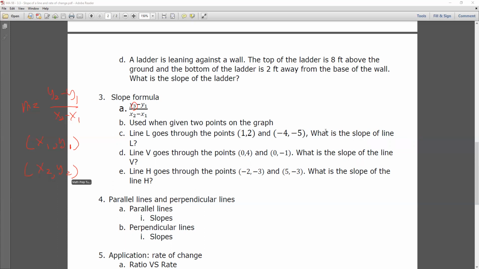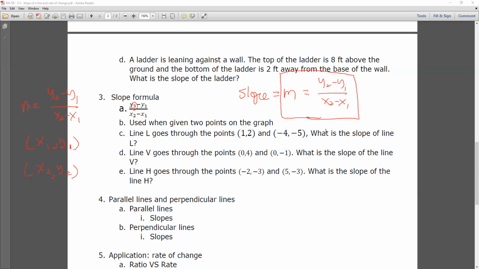And so to calculate the slope, all you have to do is just plug it in. So let's go ahead and try some of these. Let's look at part C. Now, instead of writing slope every time, we're going to use the letter M. It's internationally recognized. So slope will be y2 minus y1 over x2 minus x1. We'll start using this notation right here.